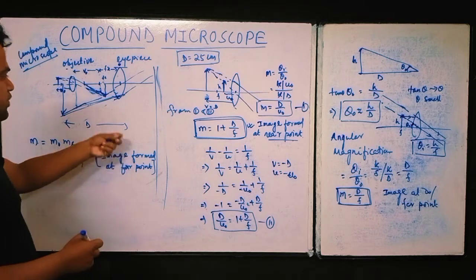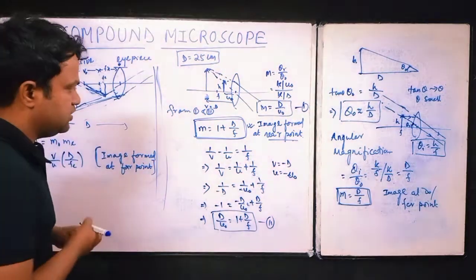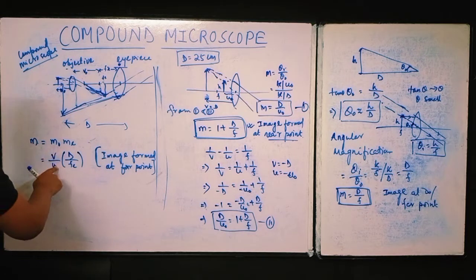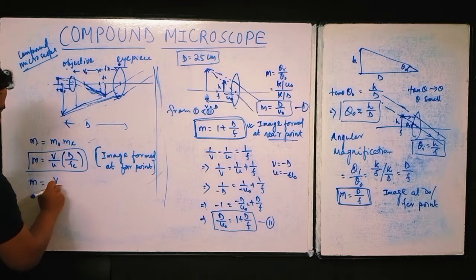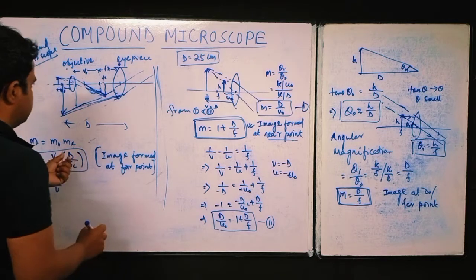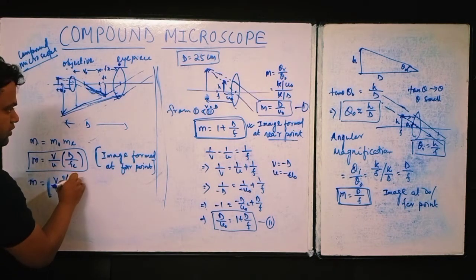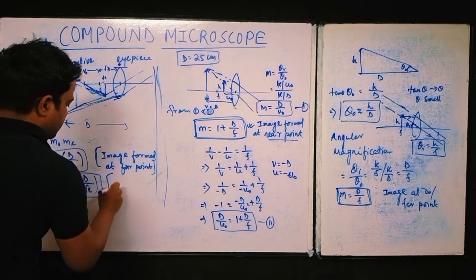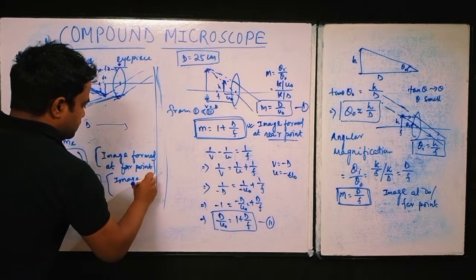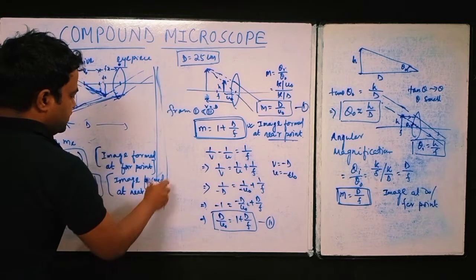So if the image is formed at far point or infinity, it is also called normal adjustment. So M will be V by U multiplied by D by FE. Also, if it is the near point, then it is V by U multiplied by 1 plus D by FE. This is for the image formed at near point.